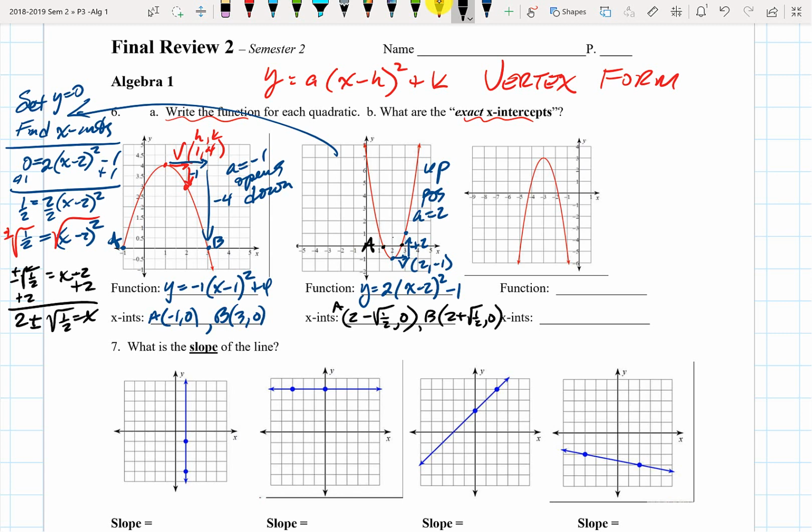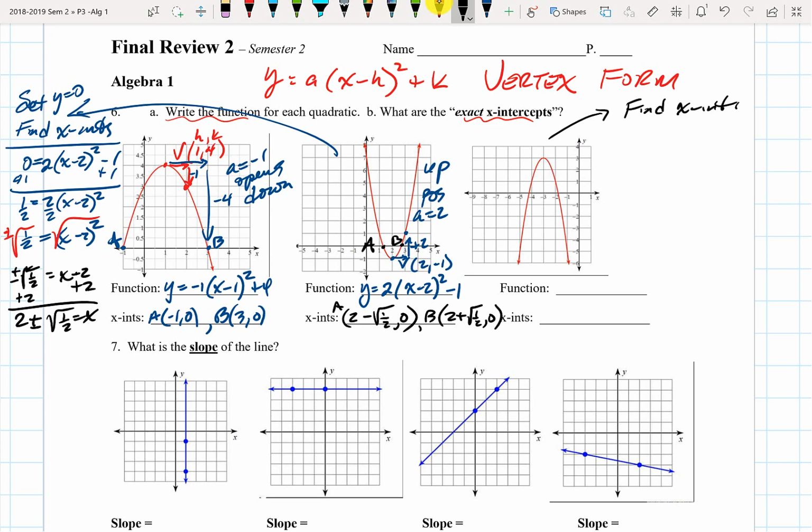And there's B right there. The one on the right is addition, the one on the left is subtraction. You can check that with a calculator if you want, although there's no calculator allowed on the test, so you're going to have to do this without it. Okay, so find x-intercepts here.